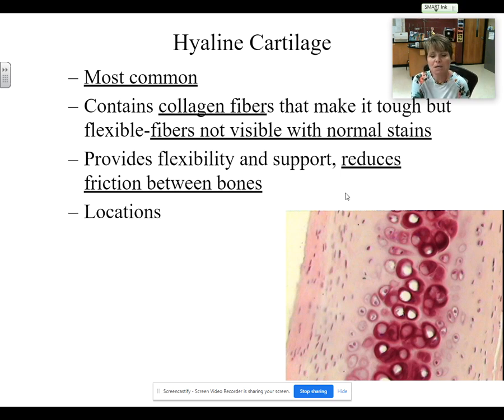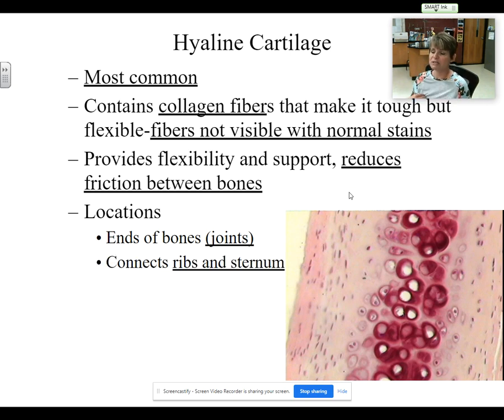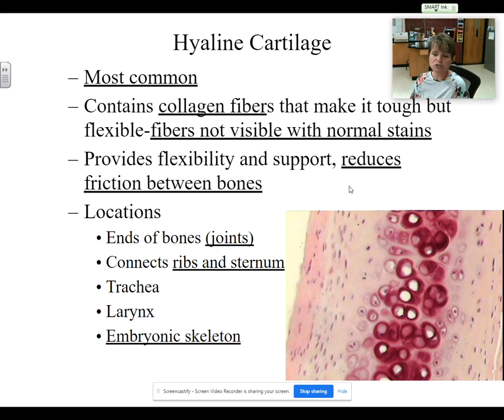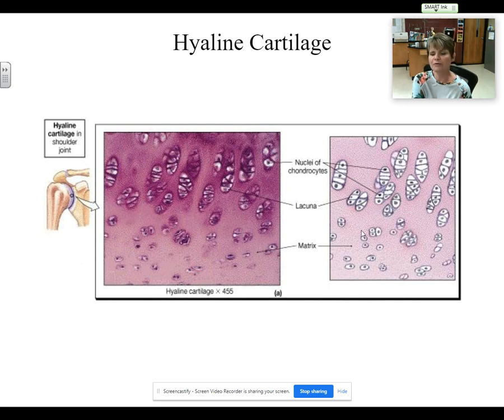So where can we find it? Well, obviously we can find it in our joints between bones, but you can also find it connecting your ribs to your sternum. The cartilage that connects your ribs to your sternum is called costal cartilage, and it's made of hyaline cartilage. You can find it in your trachea, your larynx. You can even find it in the embryonic skeleton. So when you're a baby, before you have bones, your bones are made of hyaline cartilage. And we'll talk more about that later when we talk about your skeleton. We'll talk about how that hyaline cartilage is replaced with bone. Here's another picture. Again, you can see in these lacuna, like here's a lacuna, there's more than one cell. You can see there's several cells in some of these lacuna in this picture.